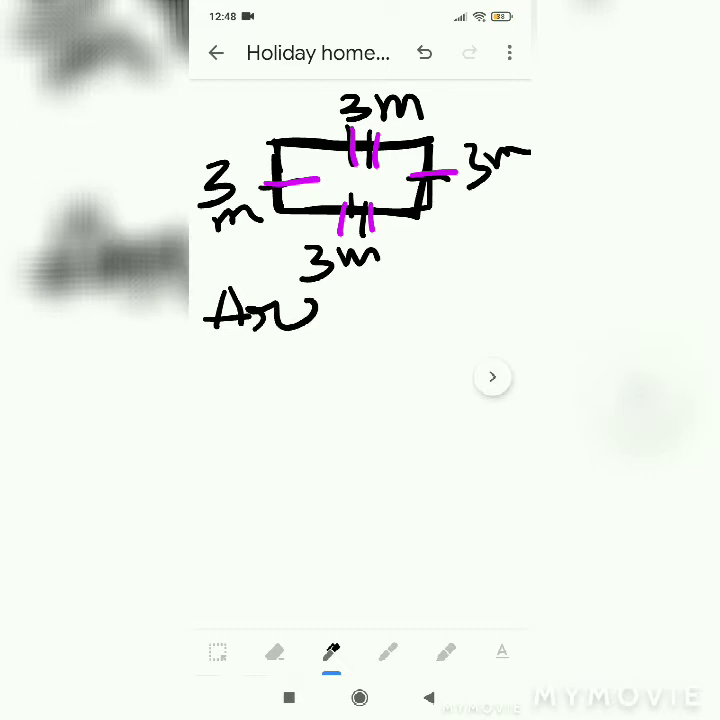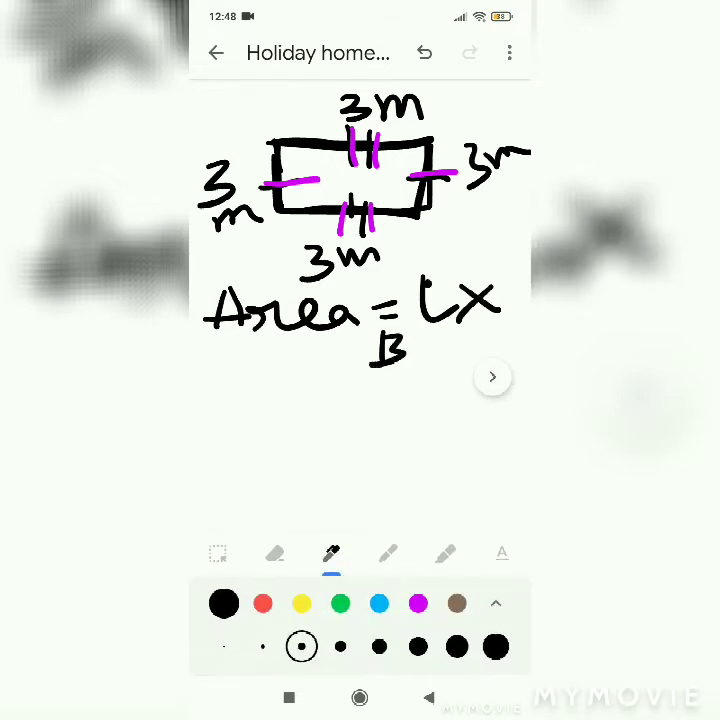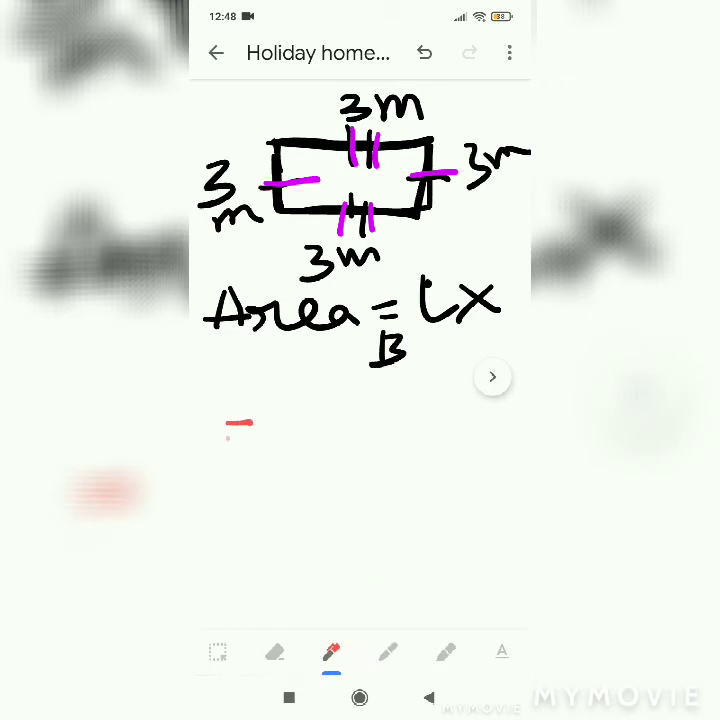Now area. What is the formula? The formula is length into breadth. So which one is the length over here? 3 meter is the length over here. This is the length. And this is the breadth.